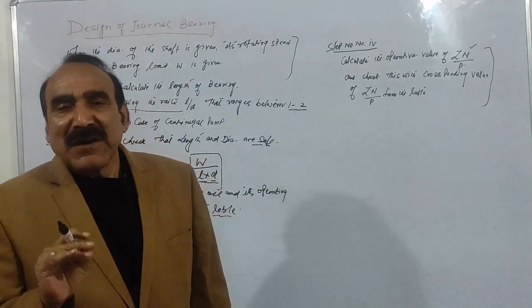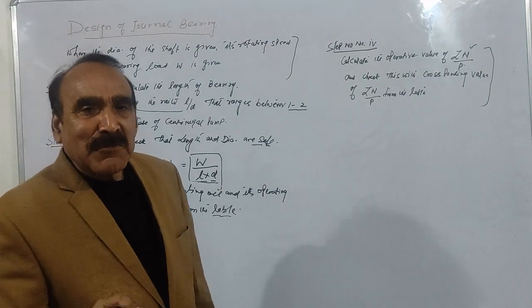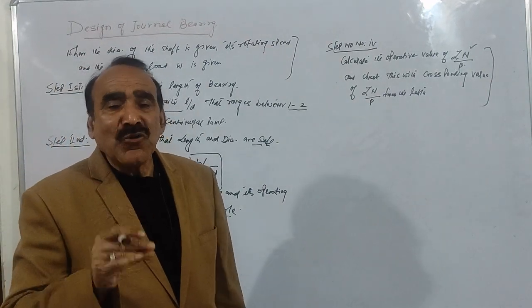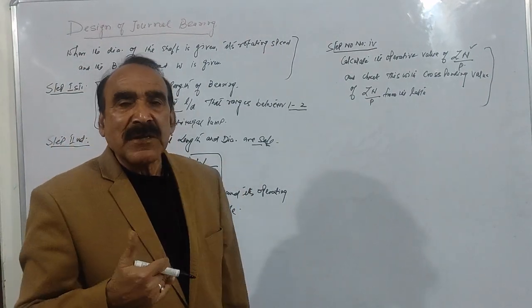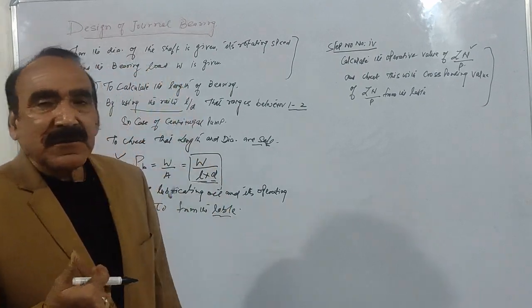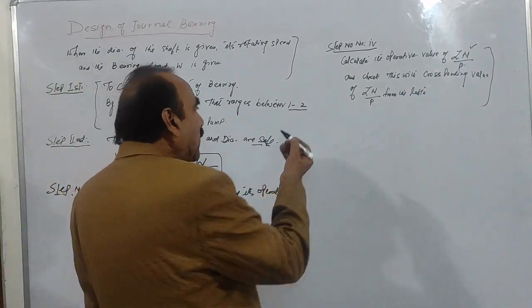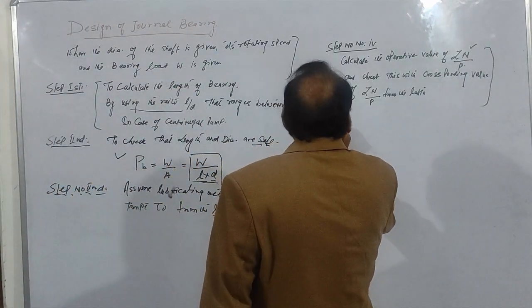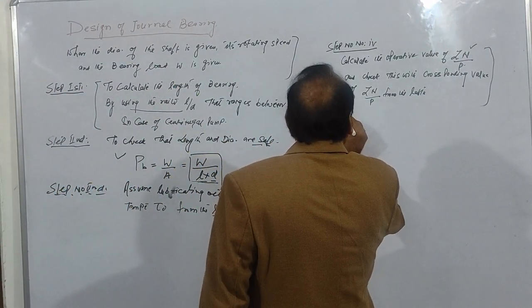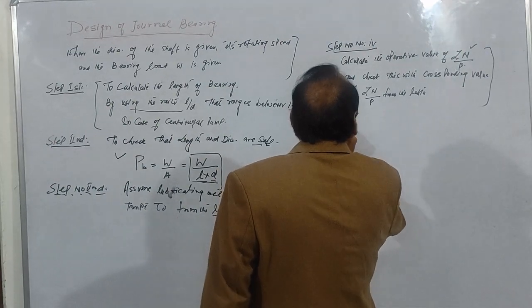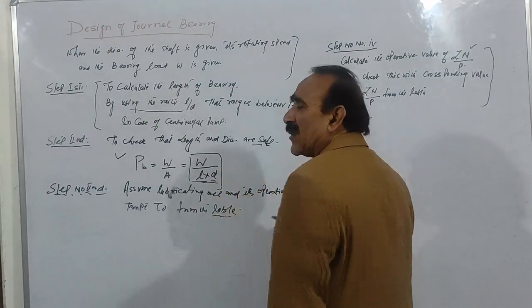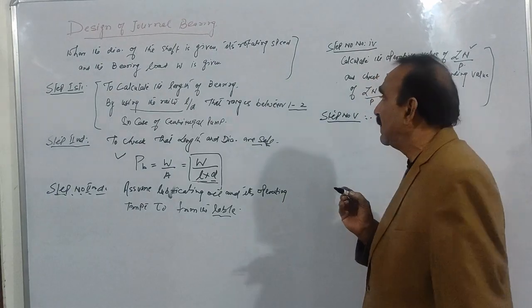When I come to the practical numerical, then you will come to know how you will design. I am just telling you some steps, step by step, that how you will calculate this, right? Now step number 5. Step number 5 kya hai isme? Step number 5, to calculate the coefficient of friction.